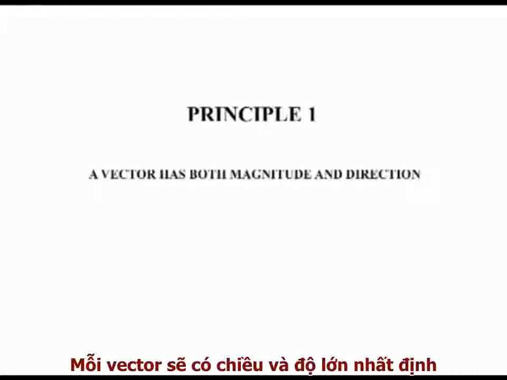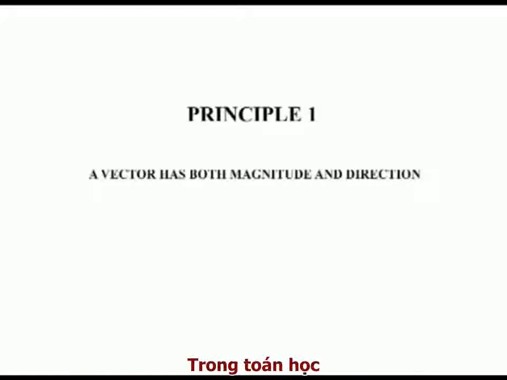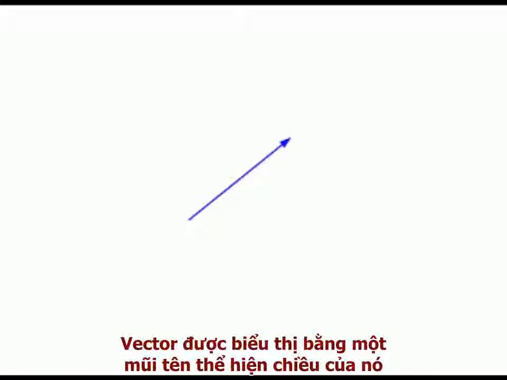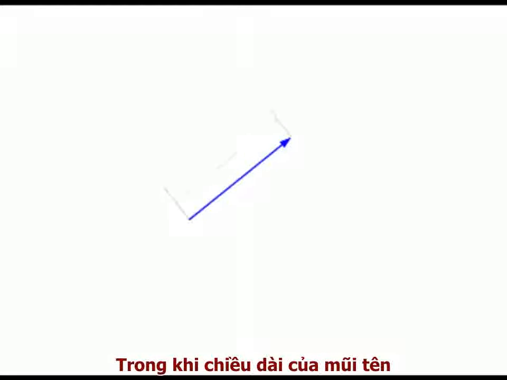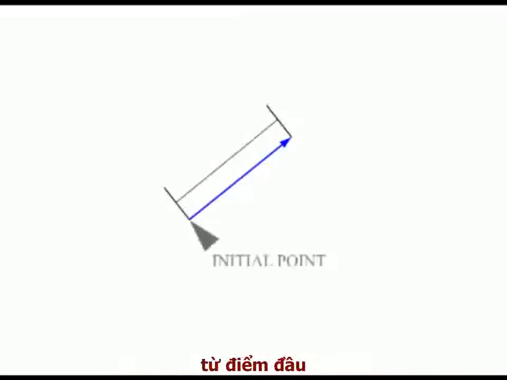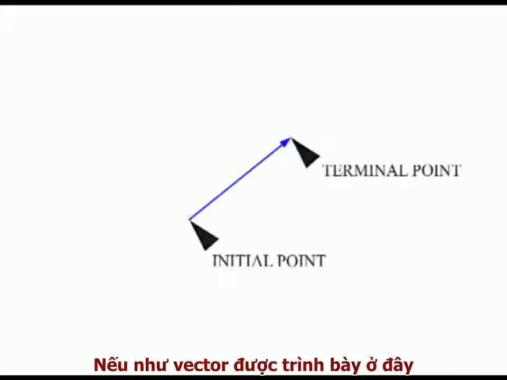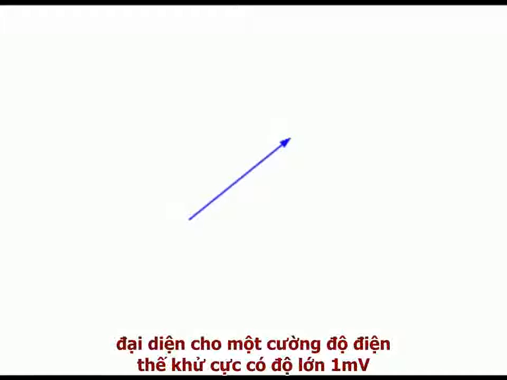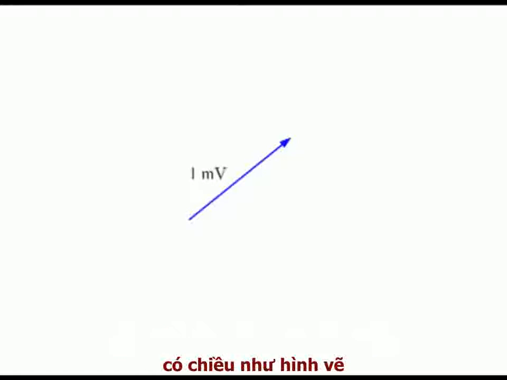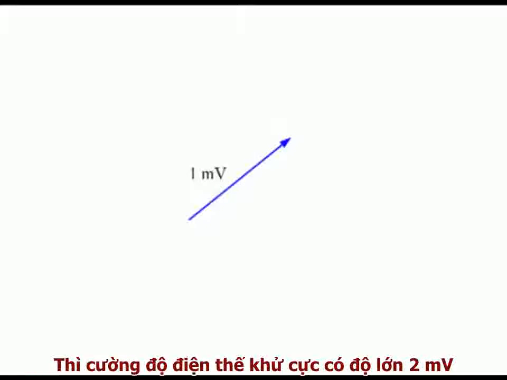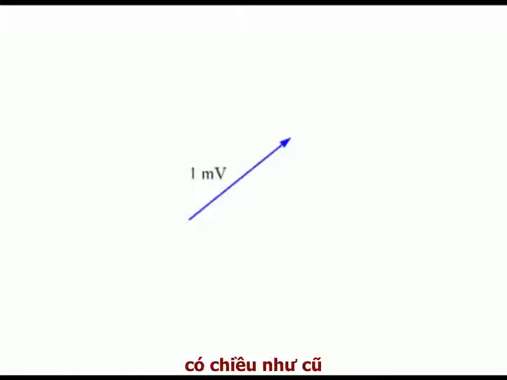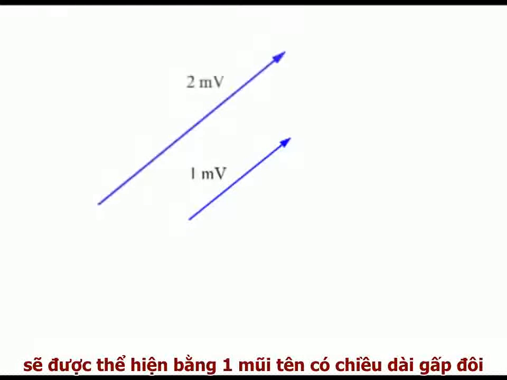Firstly, vectors have both magnitude and direction. In mathematics, a vector is drawn as an arrow indicating its direction, while the length of the arrow from the initial point to the terminal point is indicative of magnitude. If the vector shown here represents a depolarizing voltage of 1 millivolt traveling in the direction indicated, then a depolarizing force of 2 millivolts traveling in the same direction is represented by an arrow twice its length.